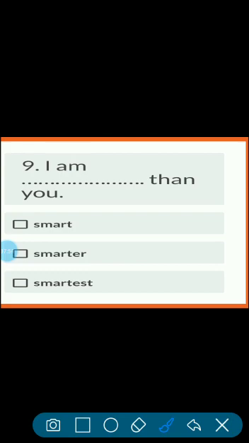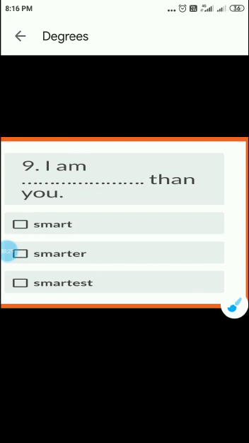I am dash than you: smart, smarter, smartest. Sorry to use it, but it is not my way to mean it. It is just an exercise. All these students are smarter than their teachers. I admit it. Okay? I am dash than you. So remember, than means comparison between two, it is comparative degree, smarter. Okay. Thank you. Let's move to the next.